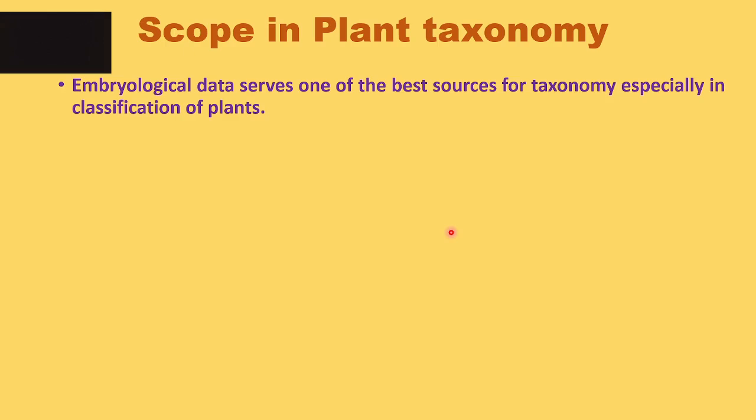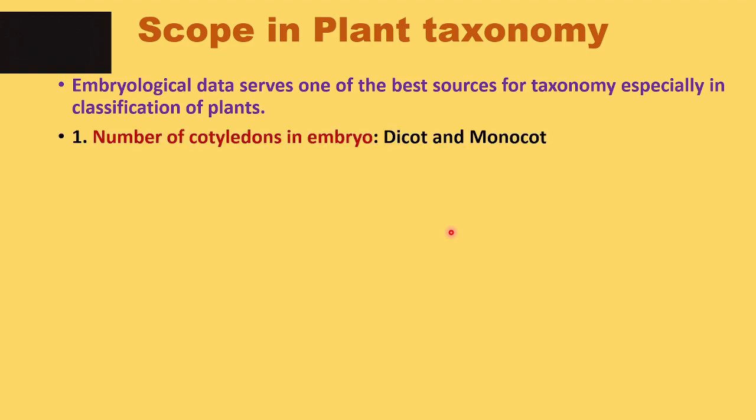Embryological data serves as one of the best sources for taxonomy, especially in the classification of plants. Means when we are going to classify a plant, we have to take support of embryological data. How? You can see here. First aspect, number of cotyledons in the embryo. So in plant classification, when we focus on angiospermic plants, there are two classes of angiosperms, dicotyledons and monocotyledons.